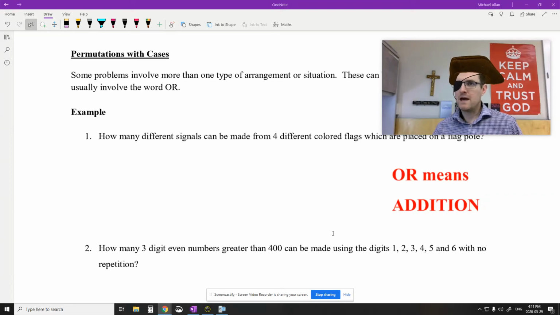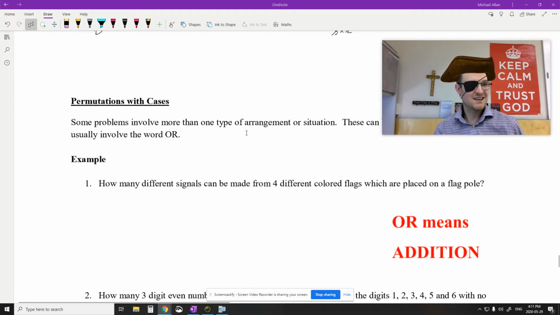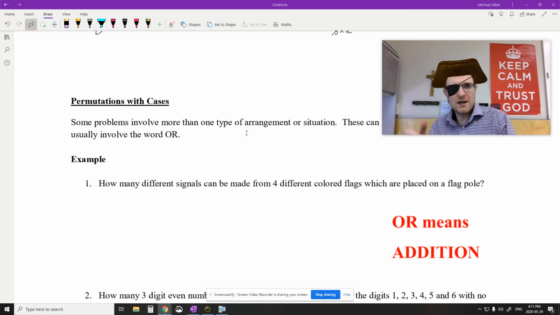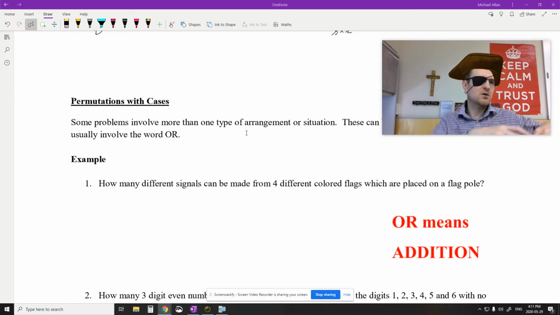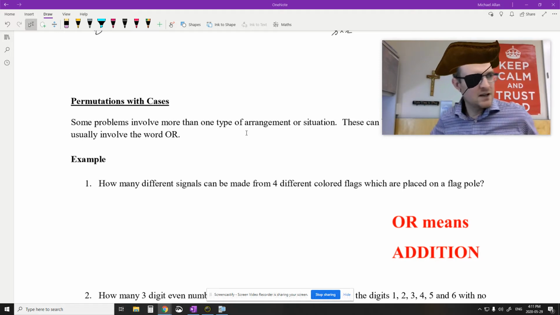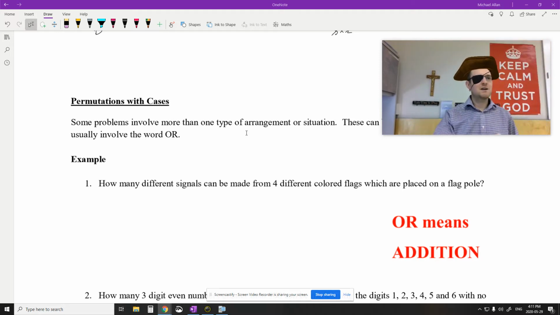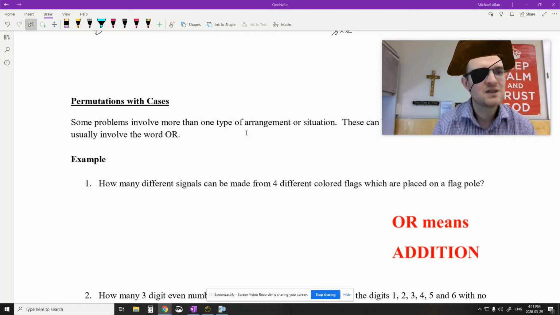Ahoy, Math 30-1s. Here we're going to do more permutations in this lesson, but this time with cases. What I mean by cases is that maybe you have 2 letters or 3 letters or 4 letters, right? So you have different things. So how many different symbols can you make from 4 different colored flags, which are placed on a flagpole?